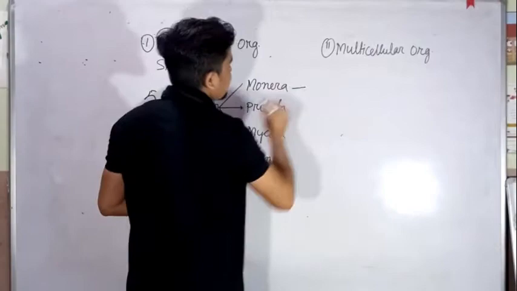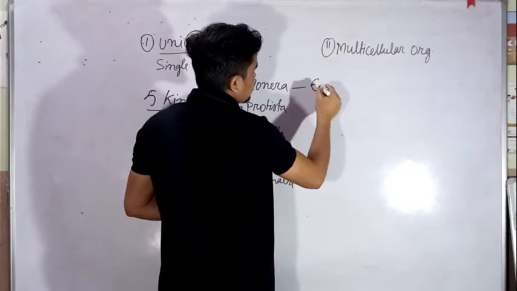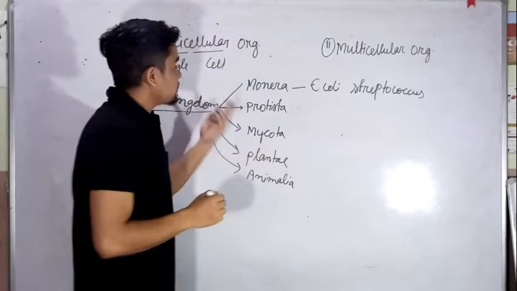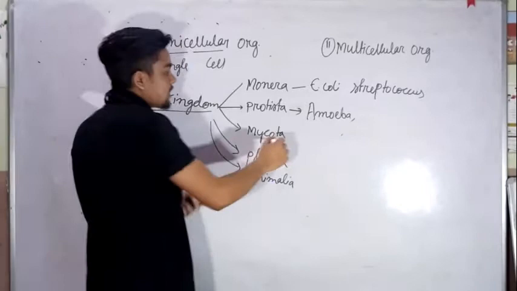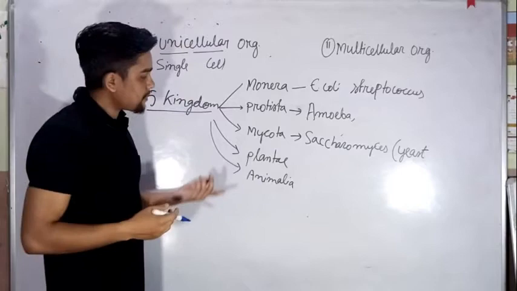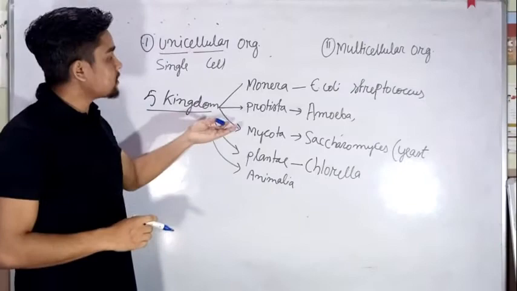Monera, for example, E. coli, a bacteria, streptococcus. Protista, for example, amoeba, euglena, and paramecium. Mycota, for example, Saccharomyces, the yeast. Plantae, for example, Chlorella. So almost five kingdoms of organisms in the present classification.